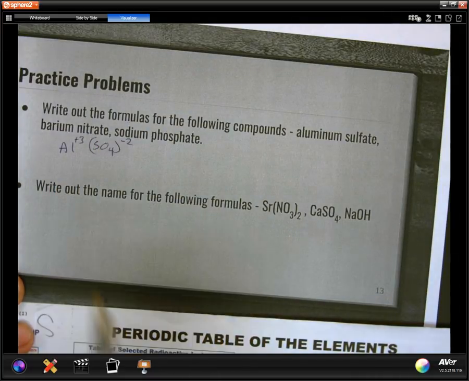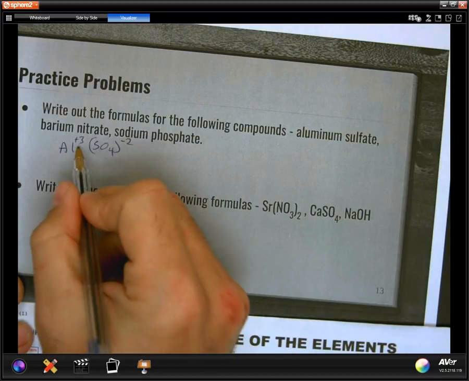And then we're going to do what we did before. We're just going to cross the charges, the absolute value of the charges.